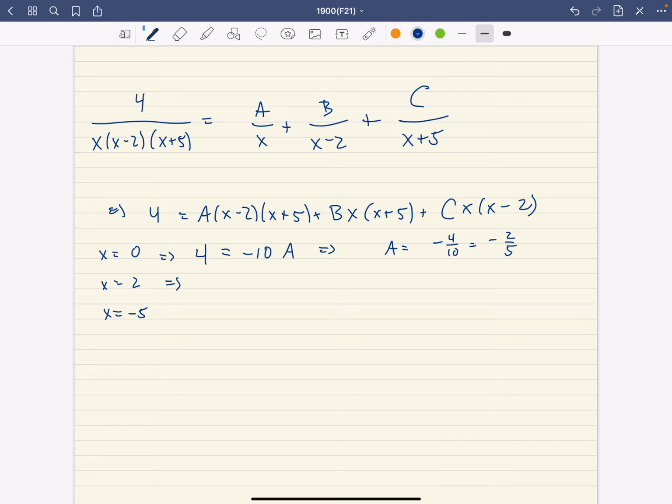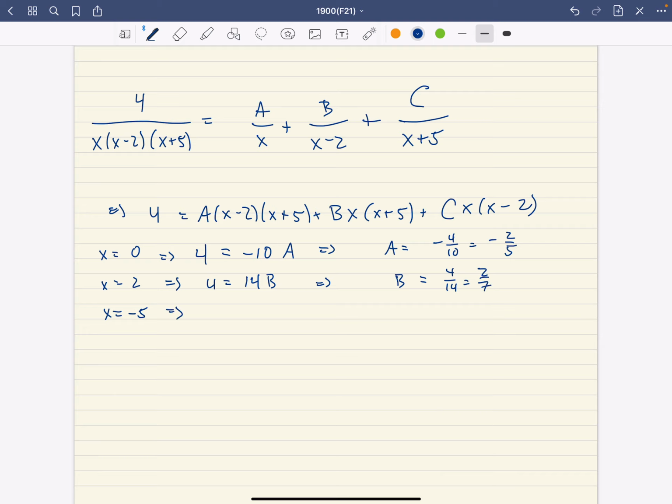Plugging in x equals 2, the a and the c terms are going to cancel, and we're going to get 4 is equal to 10b. Assuming I did that right, which I did not. Just kidding. If we take bx times x plus 5 and x is 2, we get 2 times 7, so that's 14b. So that tells us that our b is going to be 4 over 14, or 2/7.